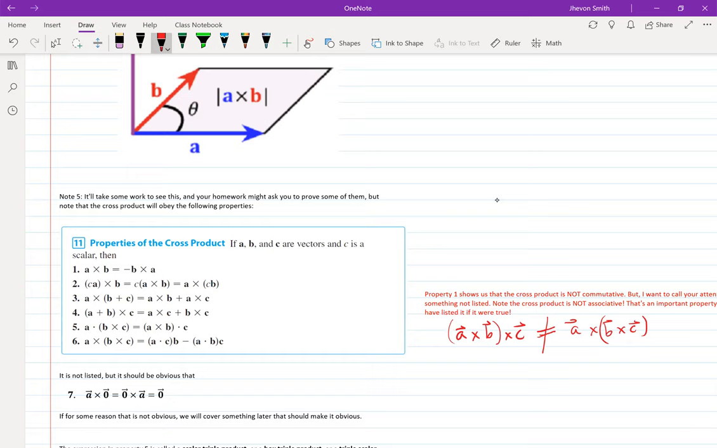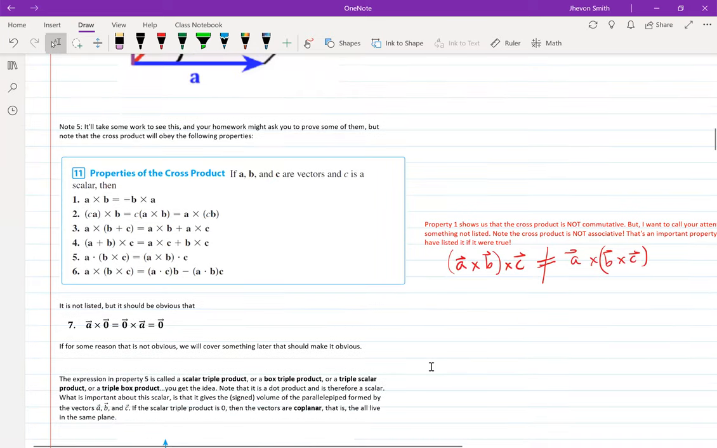So if you have three cross products in a row, it actually matters greatly which cross products you would do first. And so you would want to make sure that if you're ever in a situation where you want to do three cross products, you have to indicate with parentheses which two you want to do first, because it will matter. Okay, so there are some properties.